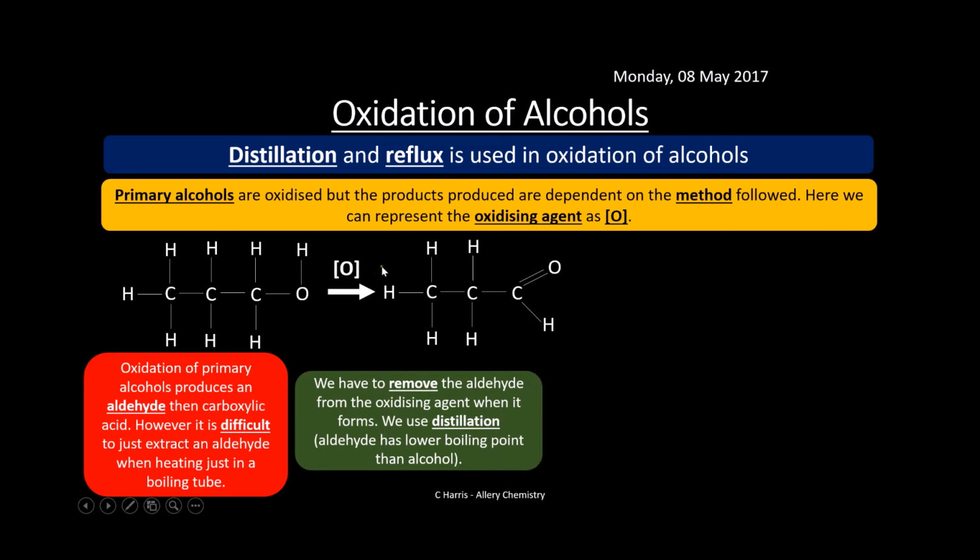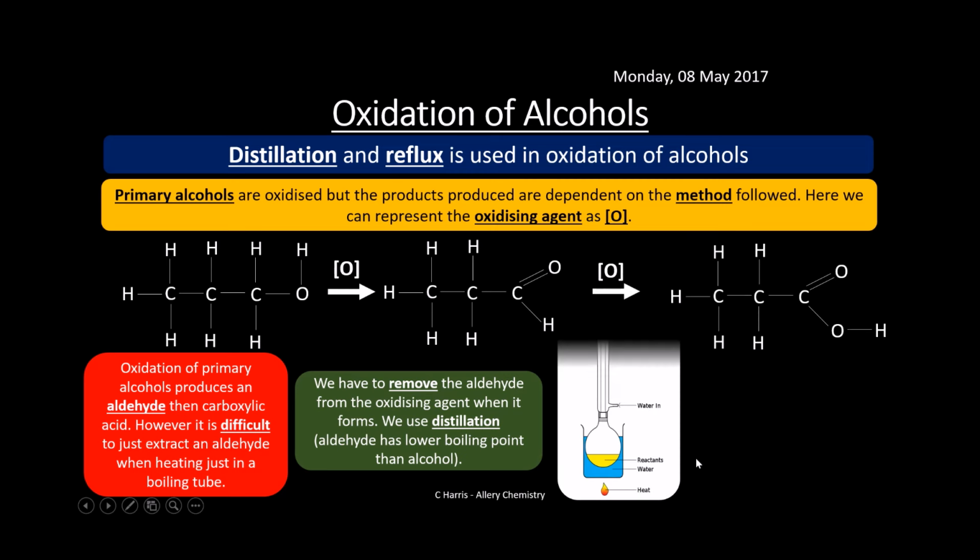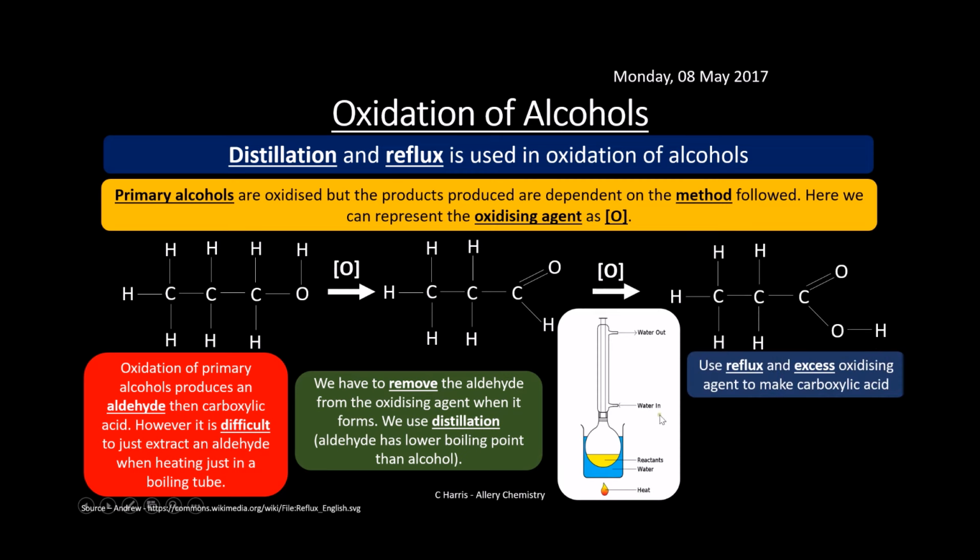So what we need to do, as soon as we form the aldehyde, is remove it straight away so it doesn't react further to a carboxylic acid. And we use distillation. Aldehyde has a lower boiling point than the alcohol, so as soon as it vaporizes, we collect it and use it for what we need to do. If we oxidize further though, if we use reflux, here that's a reflux setup, you've got your round bottom flask and your heat source. Your Liebig condenser is now vertically upwards, water in, water out. Reflux with an excess of oxidizing agent, then what we do is we make a carboxylic acid.